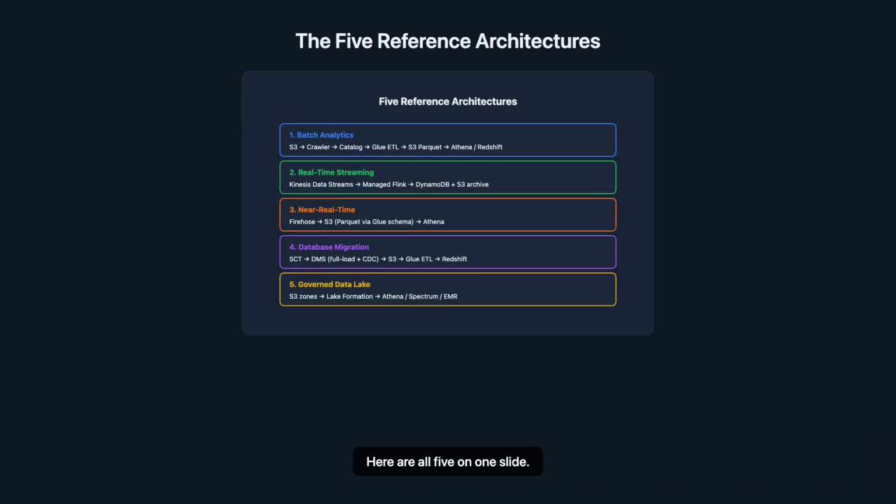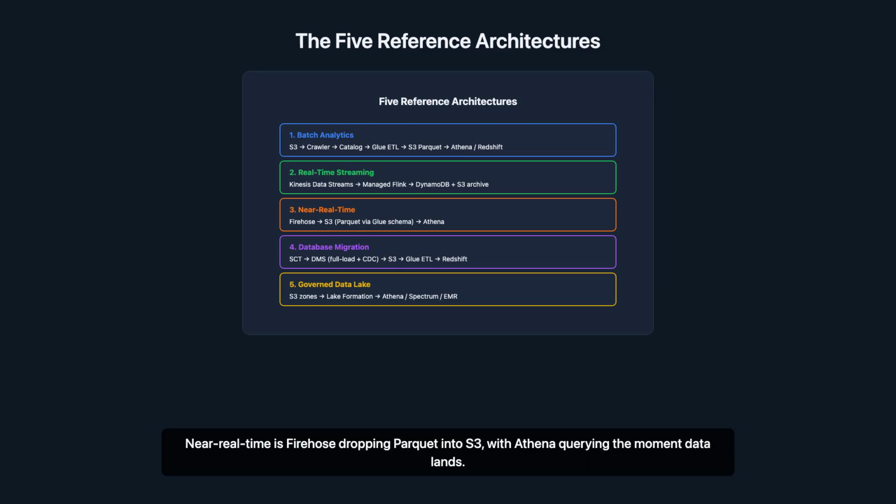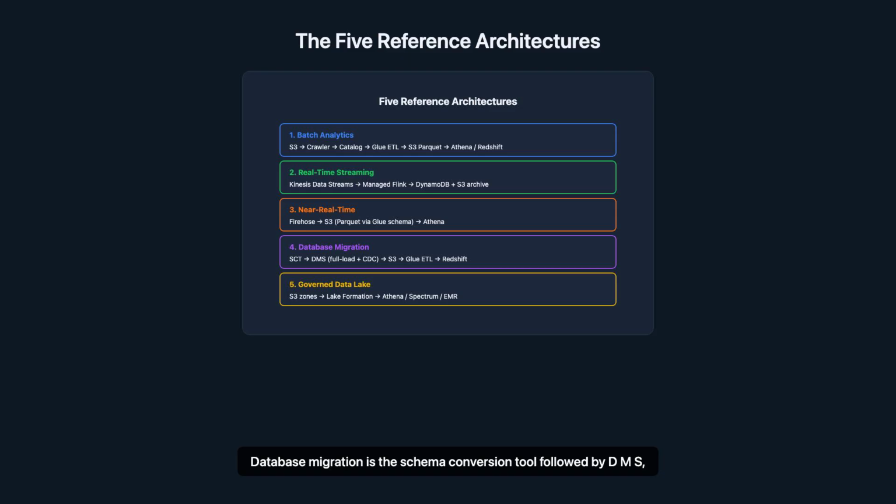Here are all 5 on one slide. Batch analytics is the serverless workhorse, S3, Glue, Athena. Real-time streaming is Kinesis Data Streams into managed Flink, feeding DynamoDB with an S3 archive on the side. Near real-time is Firehose dropping Parquet into S3, with Athena querying the moment data lands. Database migration is the schema conversion tool followed by DMS, staging through S3, and Glue merging into Redshift.